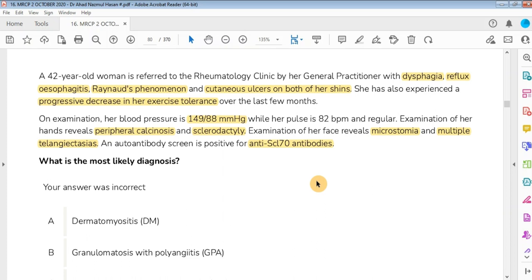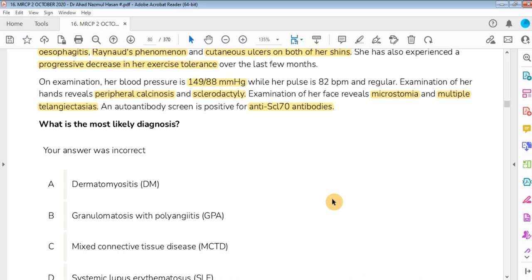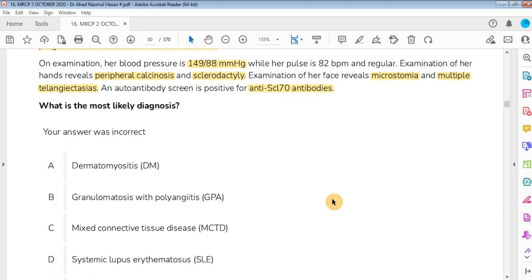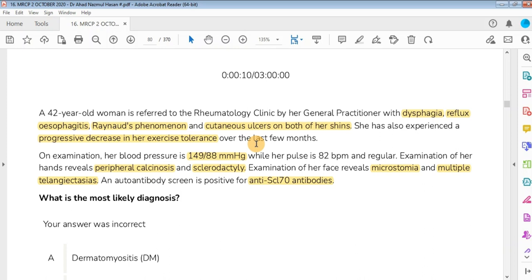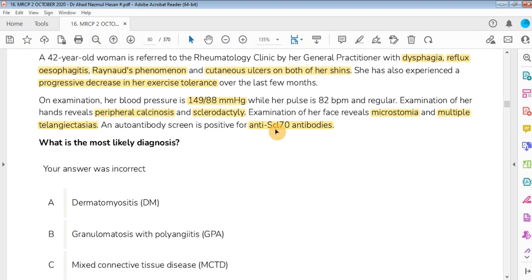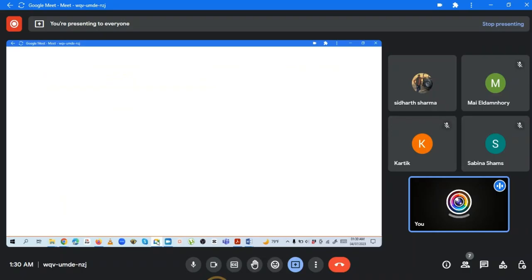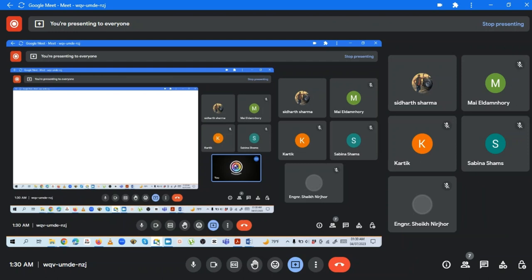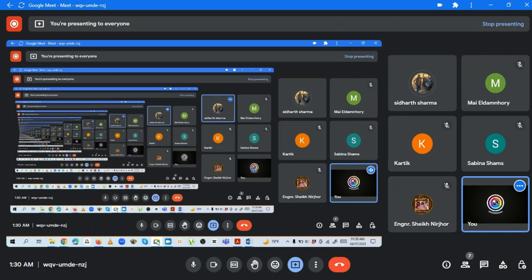Examination of her face shows microstomia and multiple telangiectasia. The autoantibody screen is positive for anti-SCL70 antibodies. So features of CREST are present here, as well as a progressive decrease in exercise tolerance and anti-SCL70 antibodies. So what is the alternative name for anti-SCL70? Anti-SCL70 antibodies are also known as anti-topoisomerase 1.